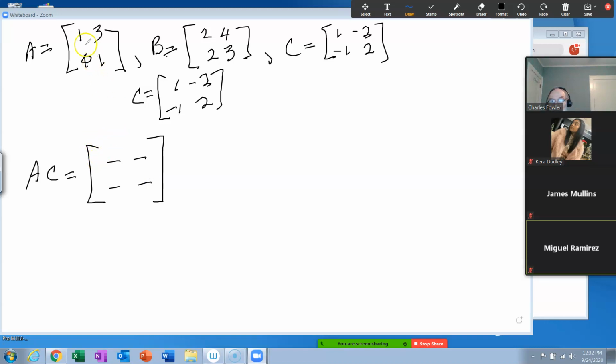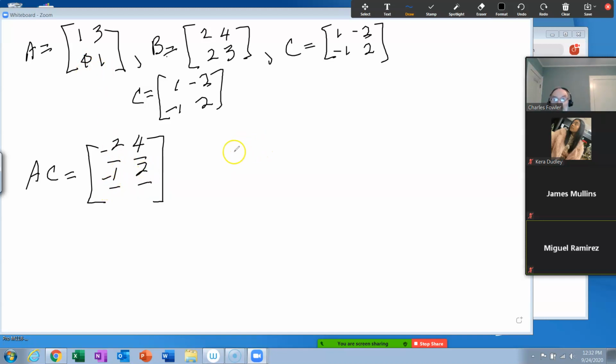Okay, so let's do first row times first column. That's 1 minus 3 is a negative 2. First row, second column, negative 2 plus 6 is a 4. 2, 1 is going to be 0 minus 1. And 2, 2 will be 0, 2.